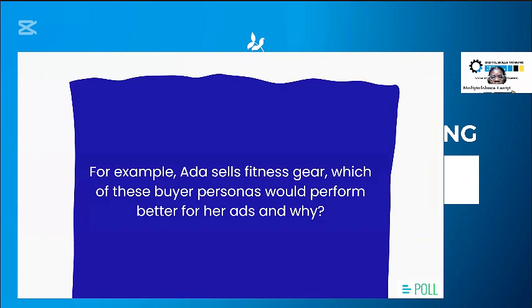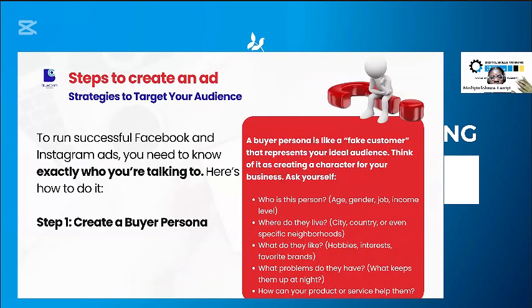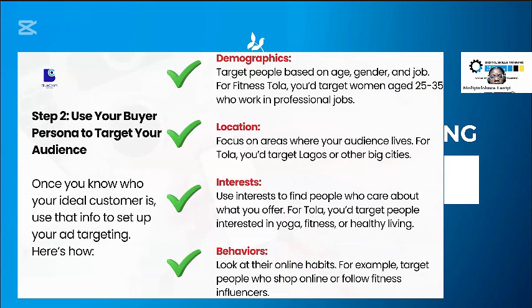So step one, we said, is to build your buyer persona. So create a buyer persona, your ideal clients, and then use your clients to now target your audience. So that would be, again, your demographics, your location, your interests, your behavior. So for example, for Tola, I just mentioned that she will target women between 25 to 35. Those are people that work in professional space. Maybe when they get home from work, they don't have time to go to the gym, so they just want to do something quick inside their living rooms or in their bedrooms. So we already know the type of demographic to target, right, based on Tola that we've used.